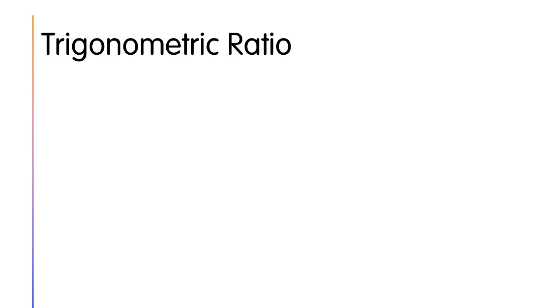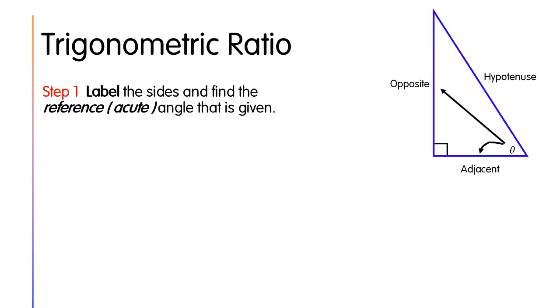So just quickly with the ratios, we start off with our triangle. We always draw it ourselves and we label the sides that we need based on our reference angle down here in the corner. So if it's next to the reference angle and the right angle, it's adjacent. If it's across from the reference angle, it's opposite. And as we remember, hypotenuse is the longest side and it's across from the right angle.